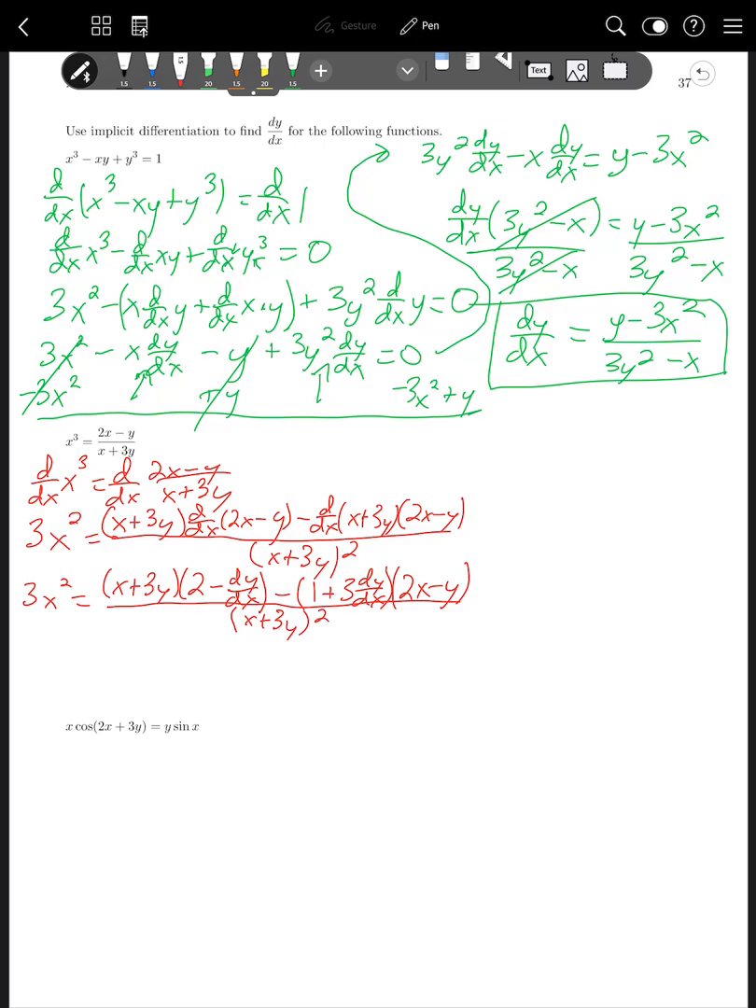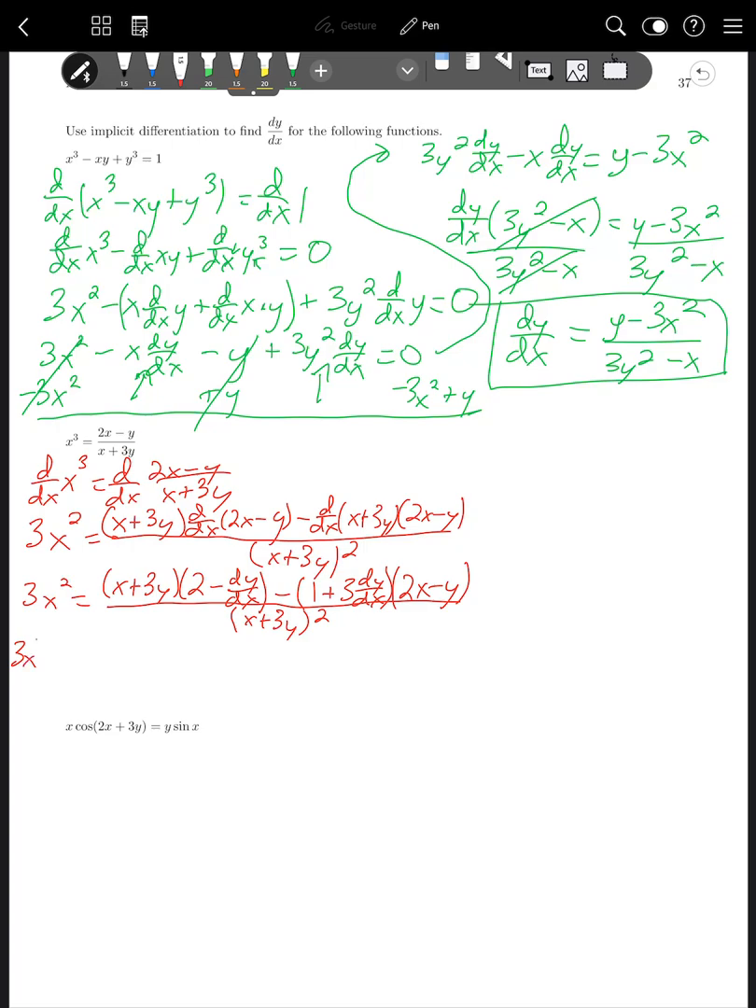Okay, so now we need to keep going. We need to get these dy dx's out of the denominator, out of these parentheses. So there's a couple things I want to do here. I want to start isolating the dy dx's. One thing I can do is multiply both sides by this denominator to move it to the left-hand side. And the other thing I want to do is distribute.